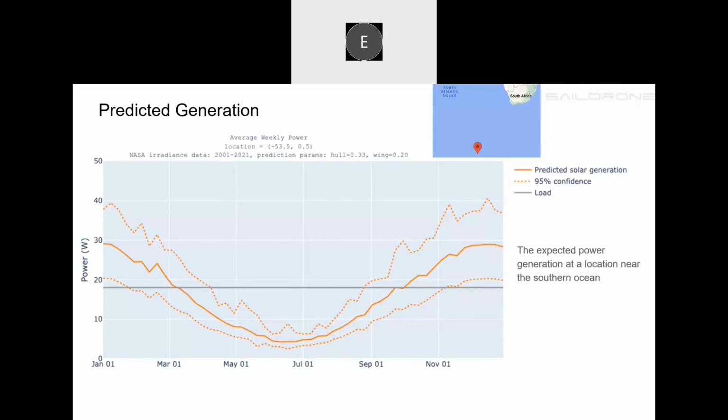So on the y-axis here, you've got the power generated, and on the x-axis, you have the time of year. And I want to draw your attention to the solid orange line. That is my best guess at how much power a drone operating at this location in the Southern Ocean, south of Africa, will make during the year. So the generation in itself is pretty useful, but it's even more useful if you add the load. So that gray line there is the load that we expect to be using, and load is dependent on our sensor suite and other things.